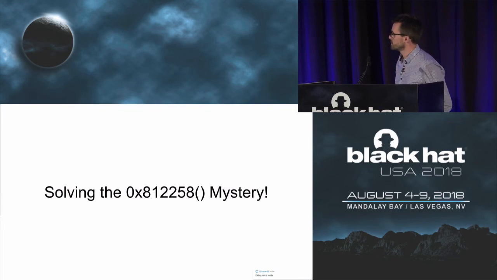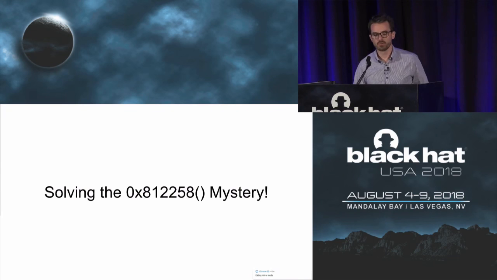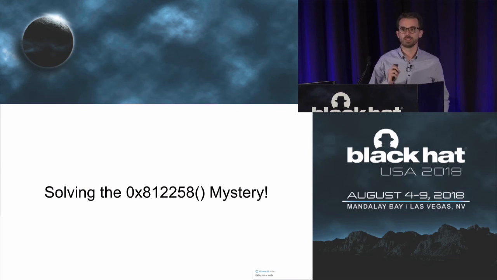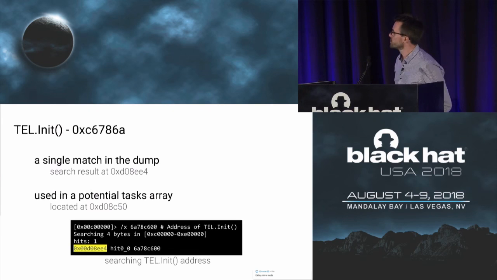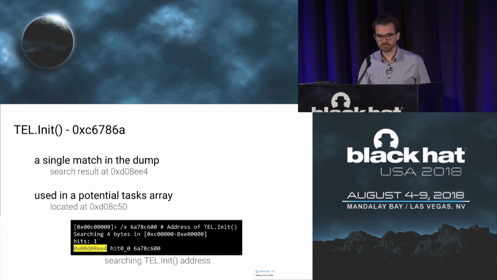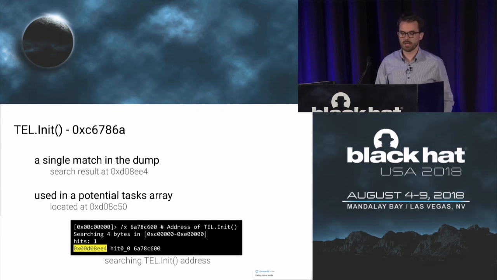In order to get code execution, and the talk is almost finished, we need to solve the 812258 mystery. And to do so, we'll use autonaming. So thanks to autonaming, we know the address of the function that starts the telnet daemon. That is a function that binds to port 22. If you look for a BSR instruction using this function address, you won't find any. So what we can do, we can search for this address in the dump. So that's the R2 command that I use here. There is a single match at address D0, E8, E4.